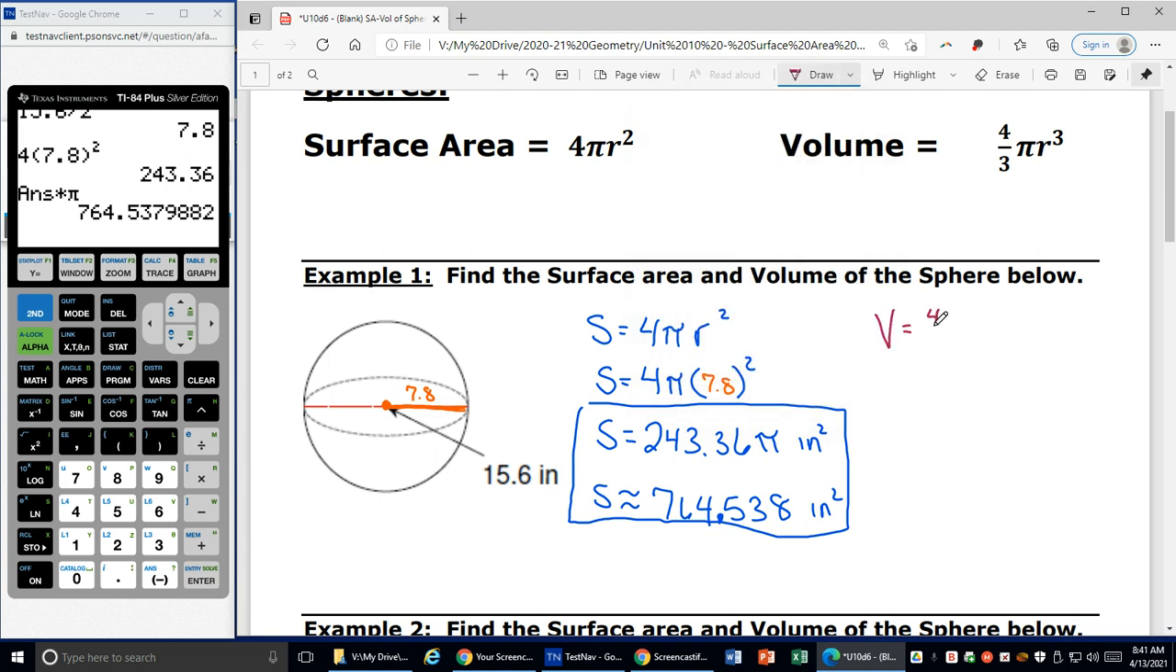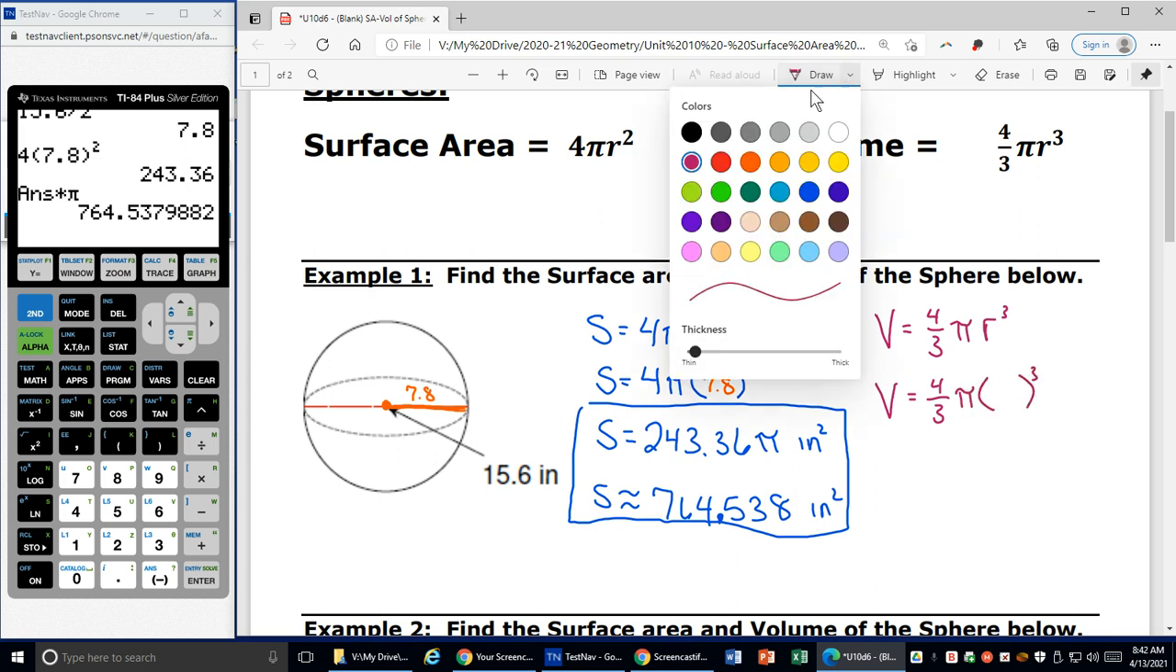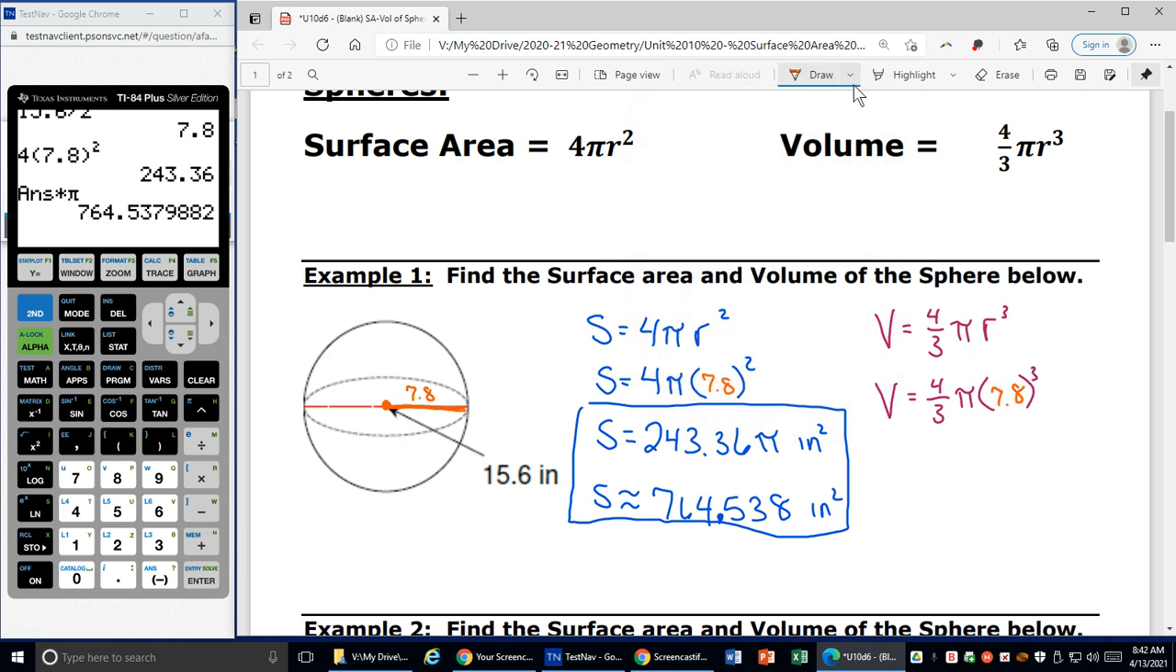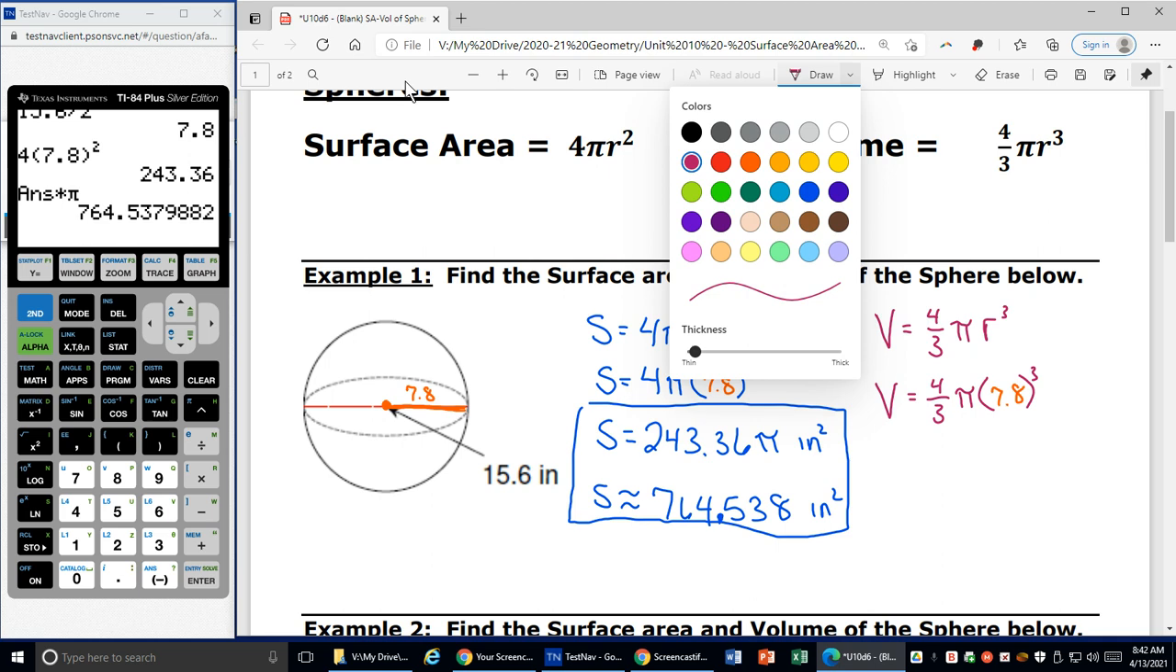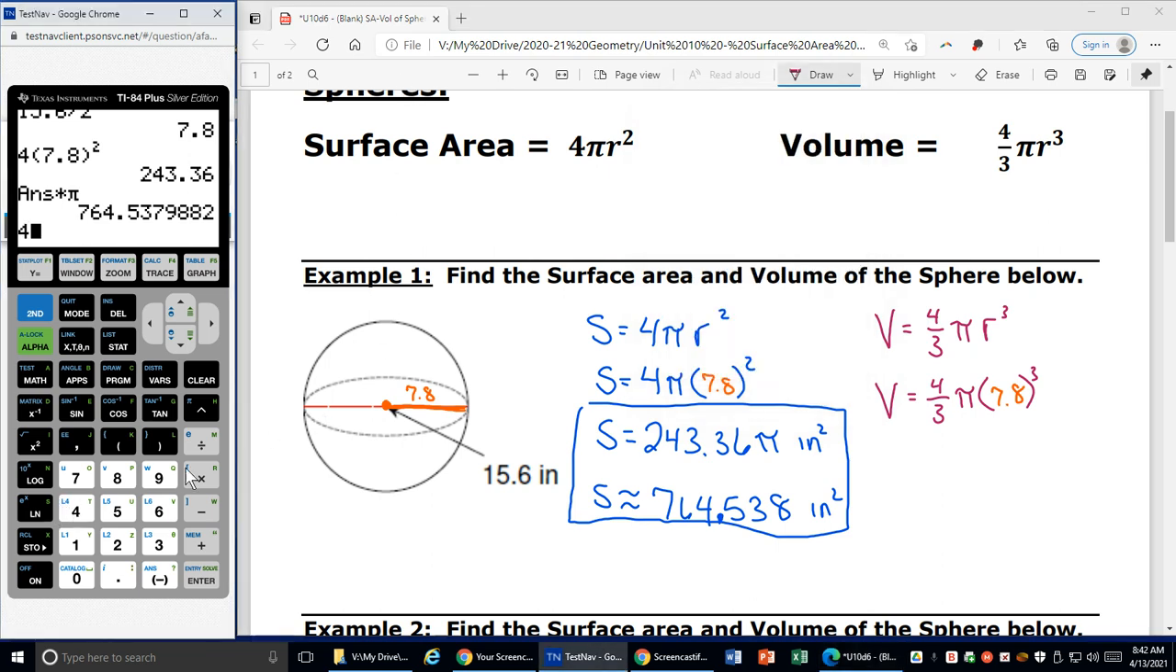Okay, let's look at the volume. Volume is 4/3 pi r cubed. So my volume equals 4/3 pi times my radius cubed, to the third power. My radius is still 7.8. When we put this one in the calculator without the pi, 4 divided by 3, times 7.8, now to raise to the third power.